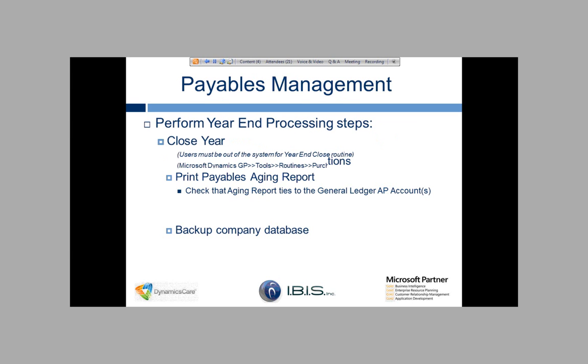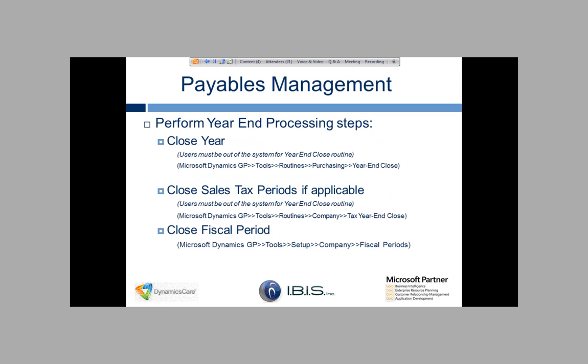Now, next we want to perform the year-end processing steps, which is close the year, which we know users must be out of the system for year-end close routine. To get to the year-end close window, what we'll want to do is go to Microsoft Dynamics GP, Tools, Routines, Purchasing, Year-end Close.